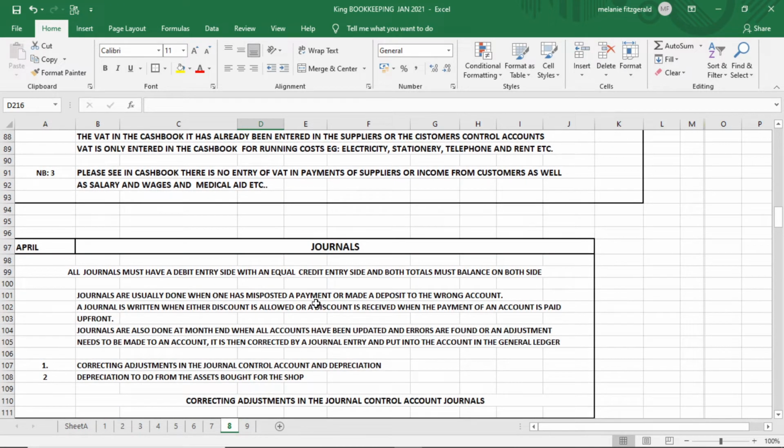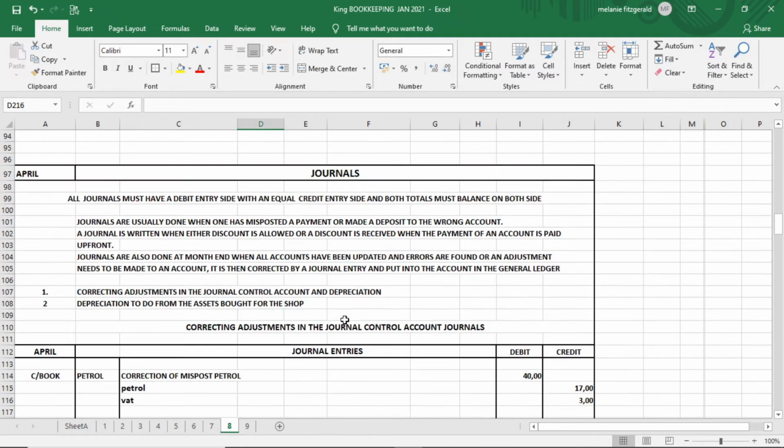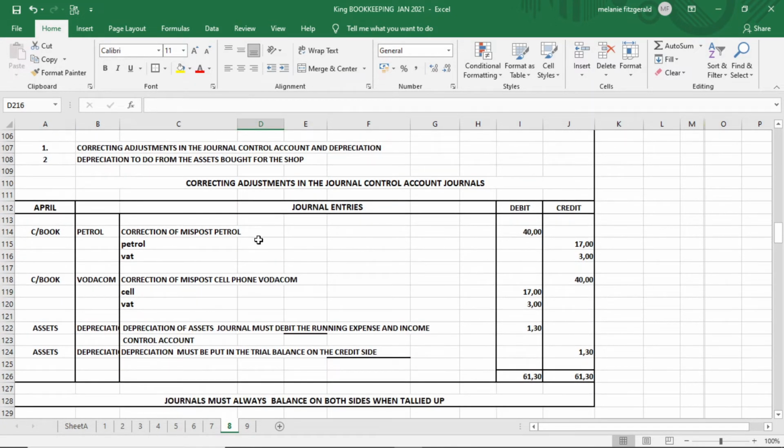All right, so the journals. Now we're going to do the journals of the missed posts. I've gone through how journals work in previous lessons, so I'm not going to read through all this here for you. But basically, we're going to correct the missed posts, correcting the adjustments in the journal control account journals.